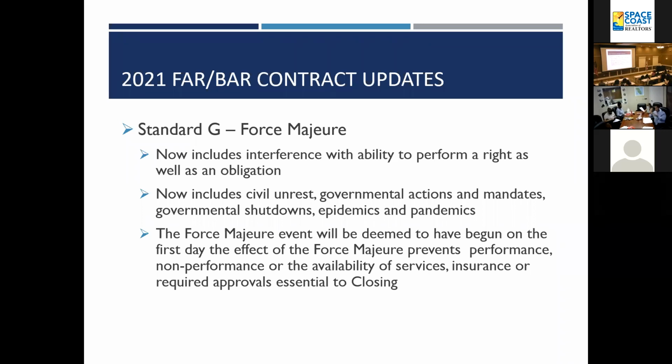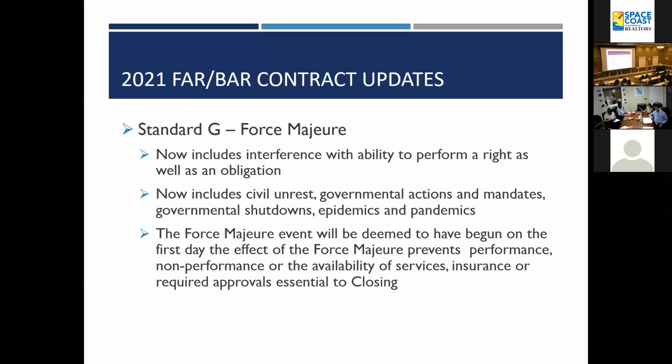The other substantive change they made, and I think it's one of those that would have been argued anyway, but they've made it hard-coded, is it includes the interference with the ability to perform a right in addition to just an obligation. So it used to read buyer and seller shall not be required to perform any obligation under a contract. They now add shall not be required to exercise or perform any right or obligation. And they've added right or obligation in a couple of places.